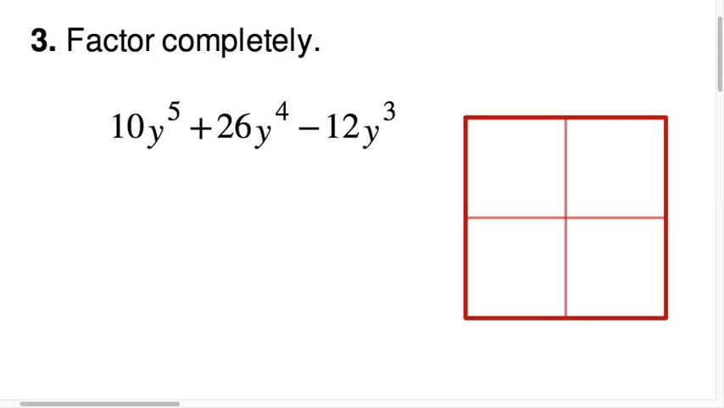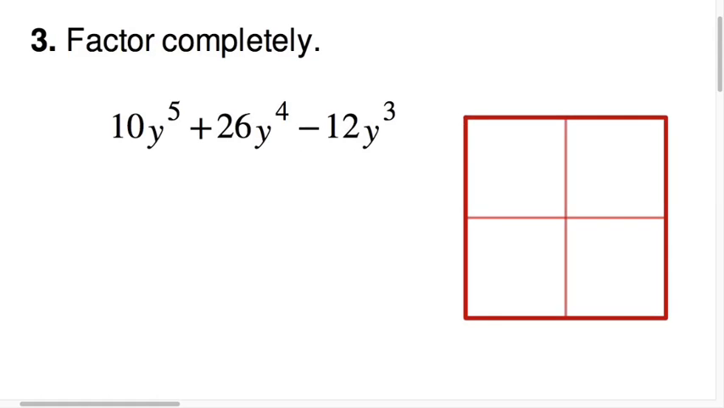So for the last problem that you had to factor here, 10y to the 5th plus 26y to the 4th minus 12y to the 3rd power. What made this different? Why was this a different kind of factoring problem than the ones that we've tackled before? What looks different about this expression?